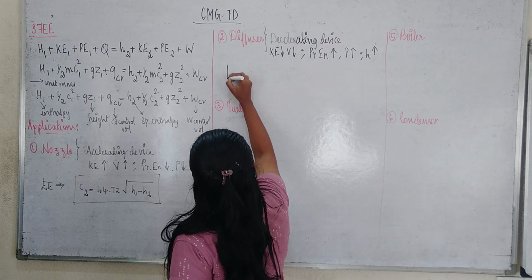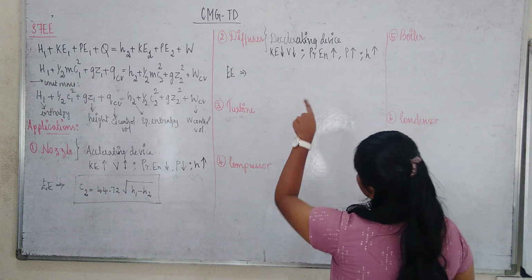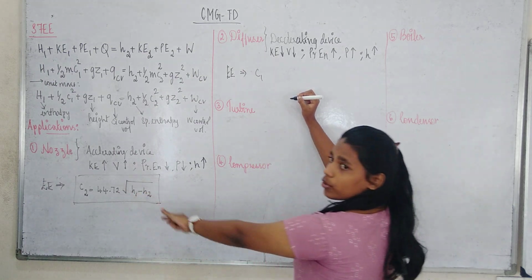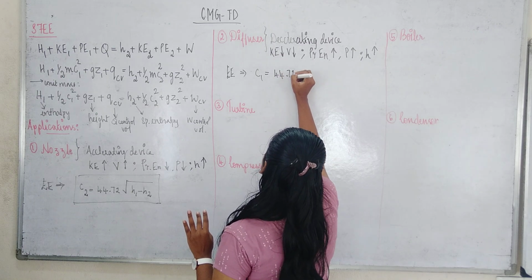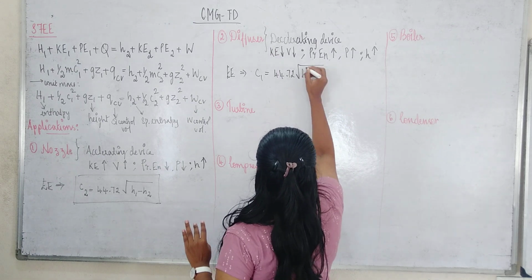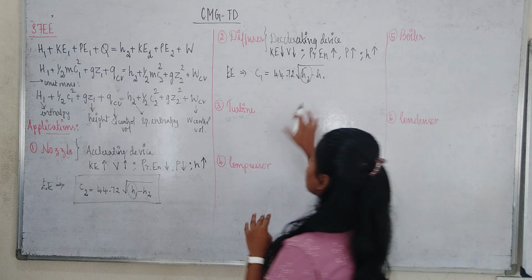So now we will see the energy equation for this. Here we neglect C2 and take C1, unlike the nozzle where we neglected C1 and took C2. So C1 will be equal to 44.72 square root of H2 minus H1. Here H2 will be greater, whereas in the nozzle H1 is greater. So this is the difference between nozzle and diffuser.